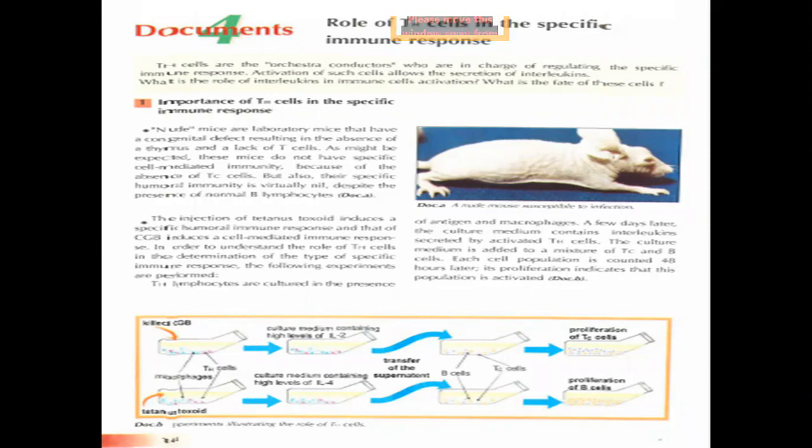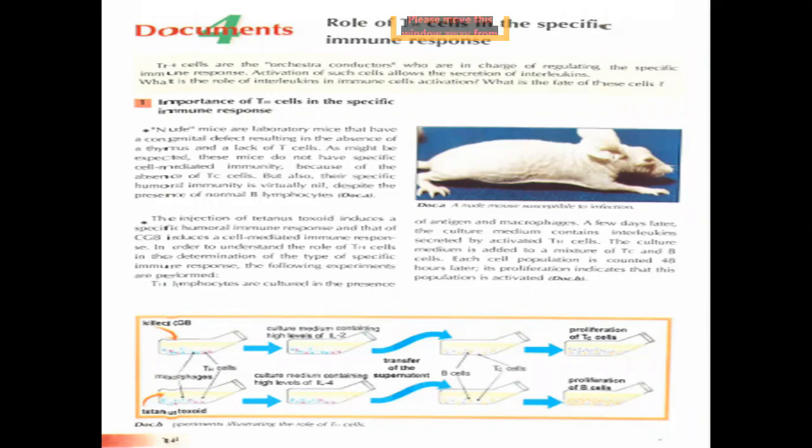You know the orchestra conductor, the musician who stands in front of the orchestra and determines what to do, to increase the beat or to lower the beat, to accelerate or decelerate the speed and so on. So T helpers are the ones which determine the specific immune response, whether it's humoral or cell-mediated. So this is the importance of the T helper cells in the specific immune response.